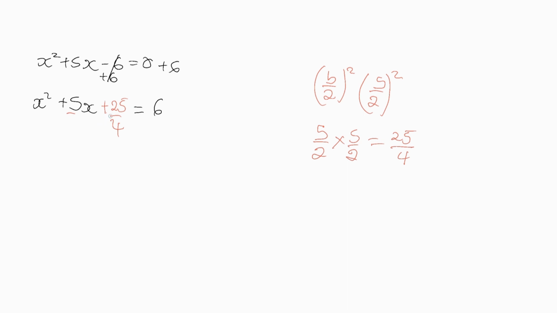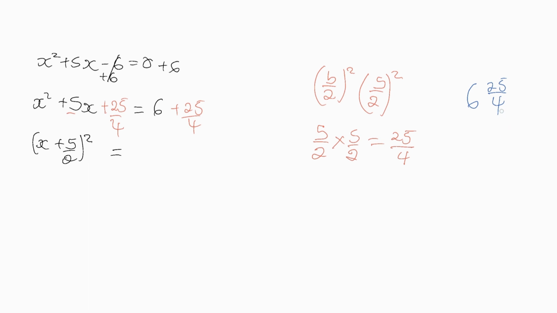In algebra, when you add something on the left hand side, you also have to add it on the right hand side. So we will add 25 over 4 on the right hand side as well. So now we have x squared plus 5x plus 25 over 4 equal to 6 plus 25 over 4. So when this is factorized, it will be x plus 5 over 2 squared equal to 6 plus 25 over 4, which is the same as 6 and 25 over 4.